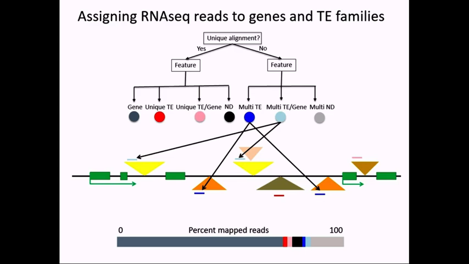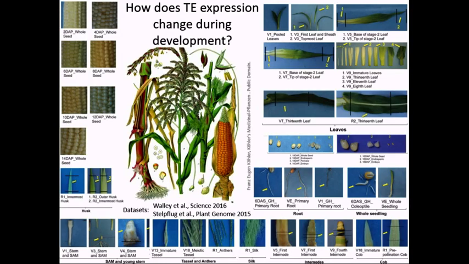We've done this on a couple of the developmental atlases, one from Justin Walley and one from Scott Stelpflug and Shawn Kaeppler's lab. So we have lots of different tissues. I think we're up to about 96 tissues of B73 now.